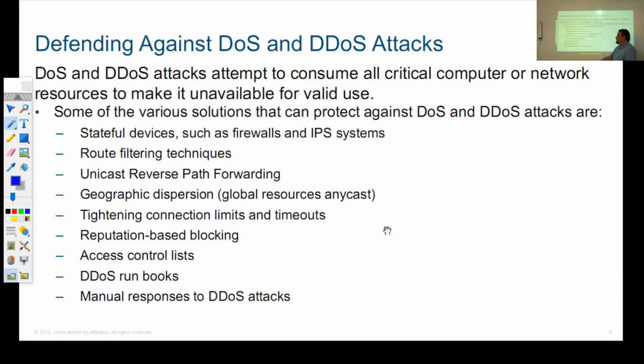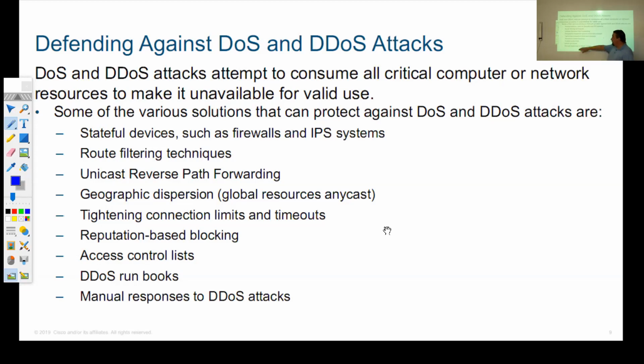We have geographic dispersion, where we look for global resources. So we want to make sure that if somebody attacks one of our sites, we've got another site available that still has that same content. We've also got things like tightening connection limits and timeouts, such as how long it takes to do a three-way handshake. We might say, if it goes idle for a certain amount of time, I'm no longer going to allow that traffic inbound through my firewall. So I time out that connection in our state table, and they've got to restart the communication.